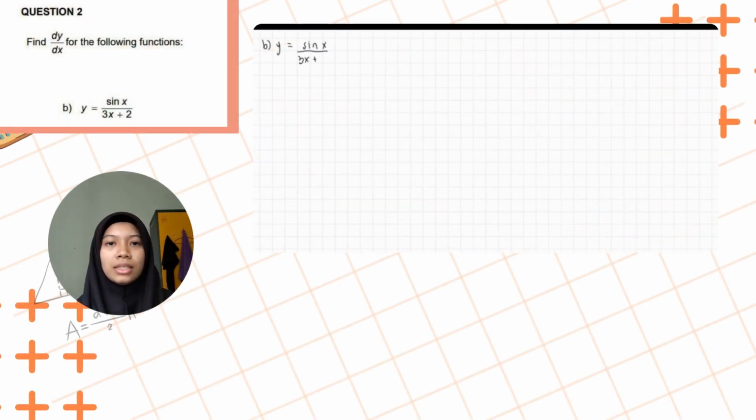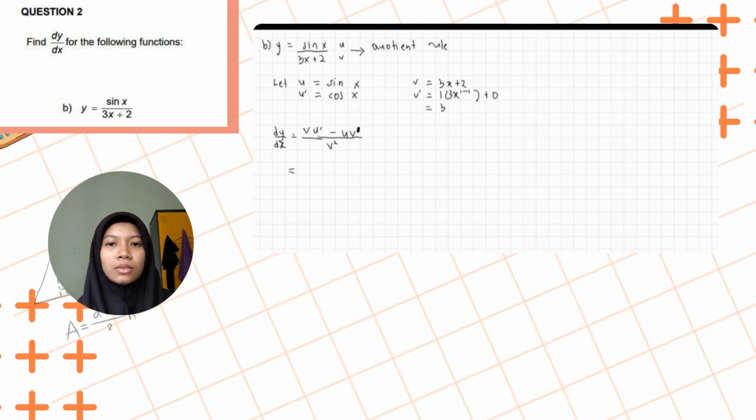For the second question, I use the quotient rule. I use the quotient rule because both the numerator and denominator have the variable x. I let the numerator be u equal to sin x and the denominator be v equal to 3x plus 2 to find the derivative. After finding the derivatives, I use the quotient rule formula and substitute the values into the formula. Lastly, I simplify and get the final answer.